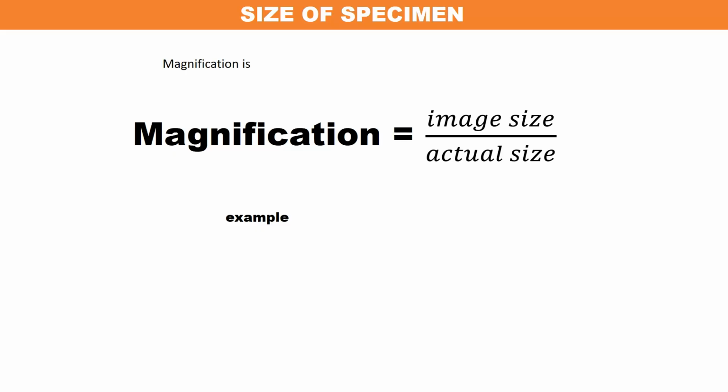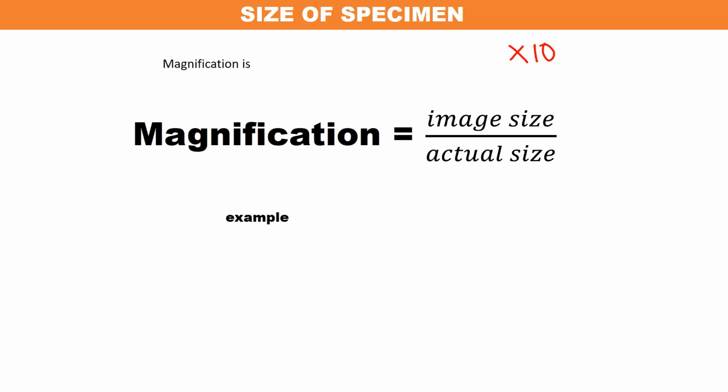And normally for magnification, we put x in front. So if after calculating you find 10, you say x10. This shows how many times the actual object has been magnified. So that is what you call magnification. Magnification is calculated by using the formula: magnification is equal to image size over actual size. Pay attention: magnification, image size divided by actual size.